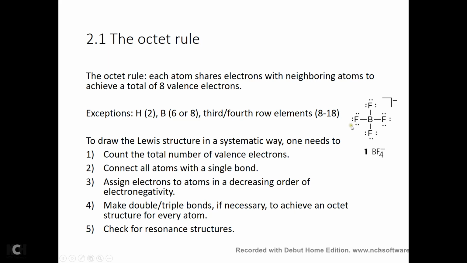Now let's look at other atoms. This boron is surrounded by 8 valence electrons. It's good. We stop here. We skip step 4. Now step 5. Check for resonance structures. So there's no resonance structure.